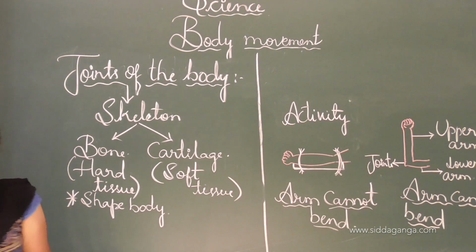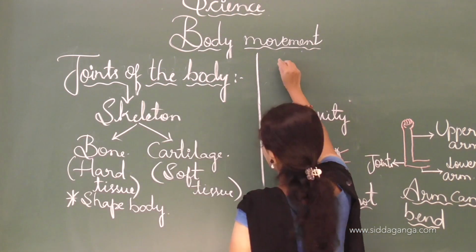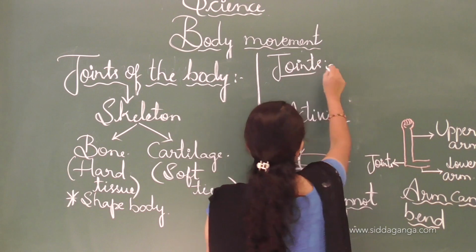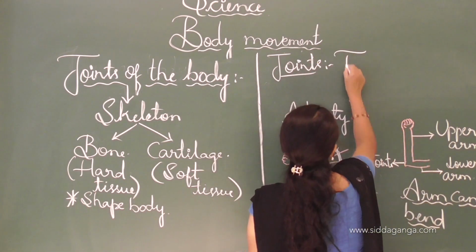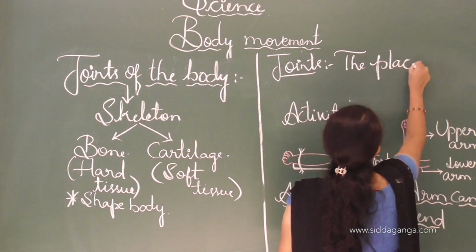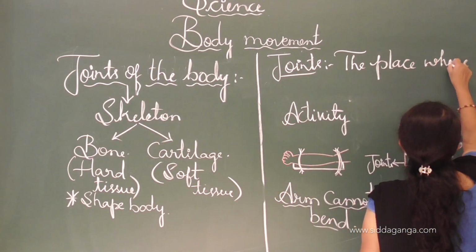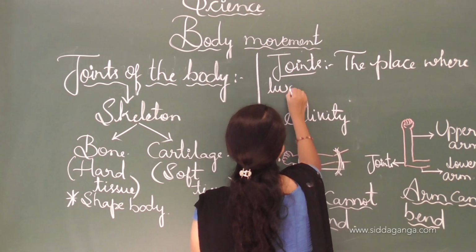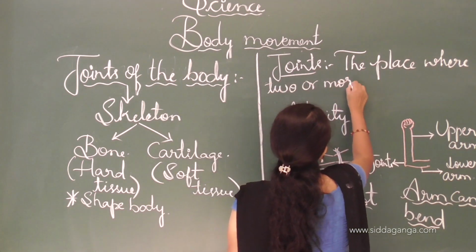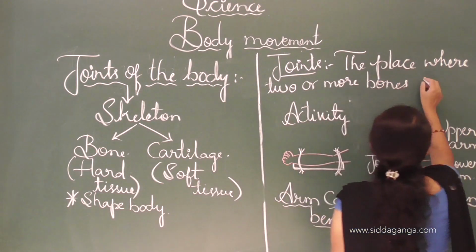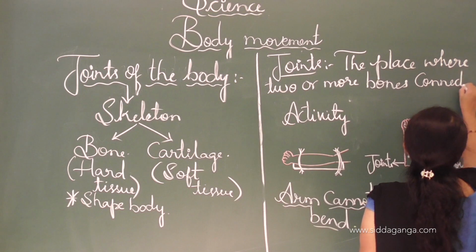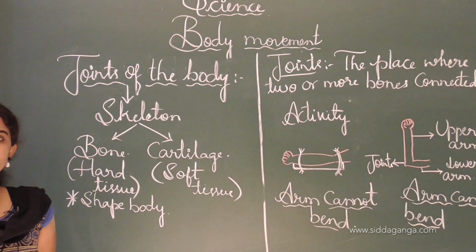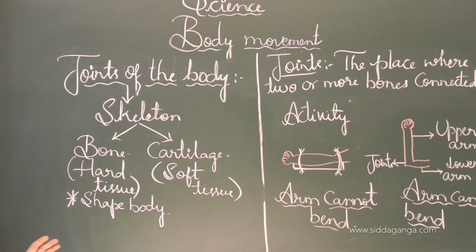Joints is nothing but the place where two or more bones are connected. Joints is nothing but the place where two or more bones connected are called joints.